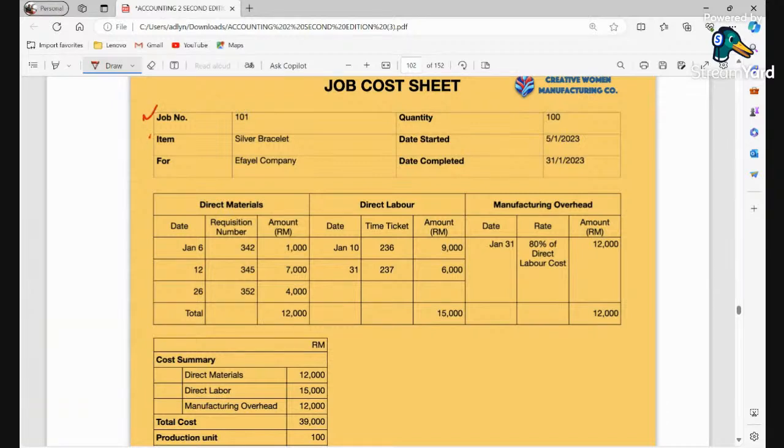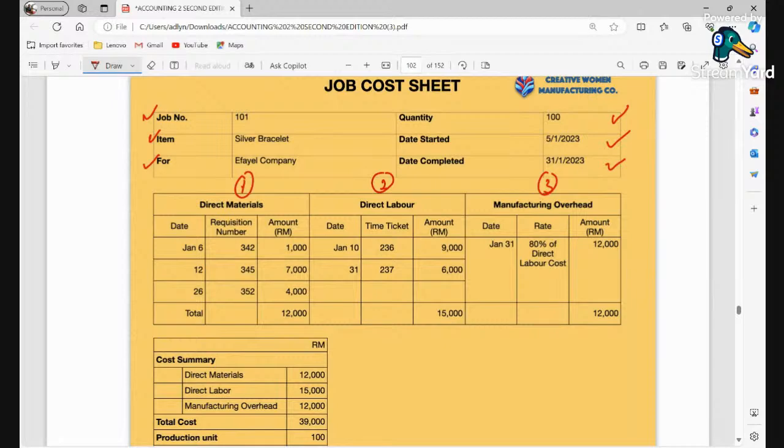Okay, item dia ialah silver bracelet. Okay, who is the client? Client is a file company. Quantity 100, mula kerja 5 hari bulan 1, tamat kerja 31 hari bulan 1. So dia ada 3 pecahan dalam job cost sheet tu, which is direct material, direct labor and manufacturing overhead.